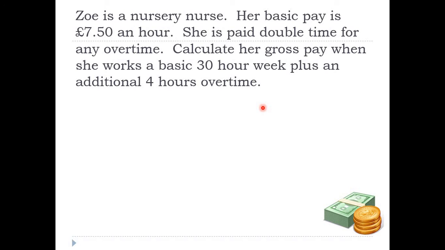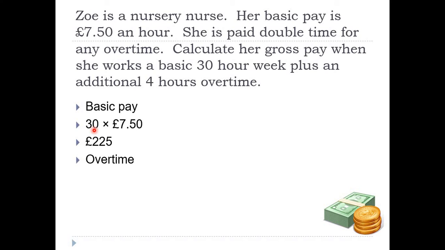So hopefully you've had an opportunity to go through that yourself now. Let's have a look. So let's work out her basic pay first. £7.50 an hour, and she works a 30-hour week. So she is getting £7.50 multiplied by 30, which gives us £225. So that's her basic pay.